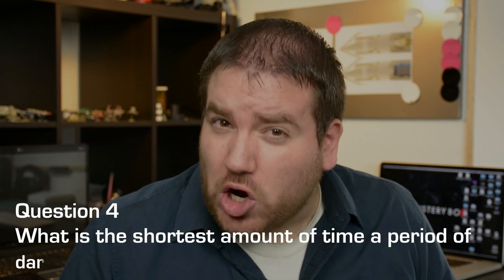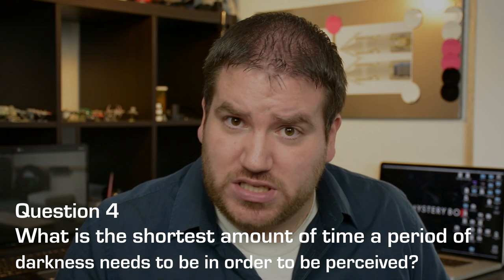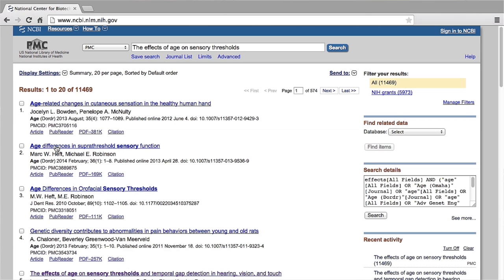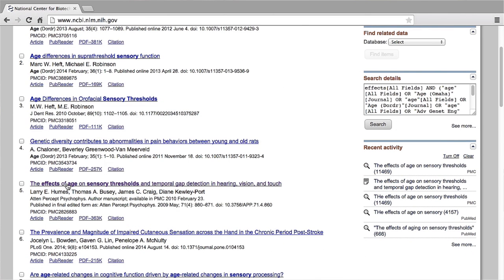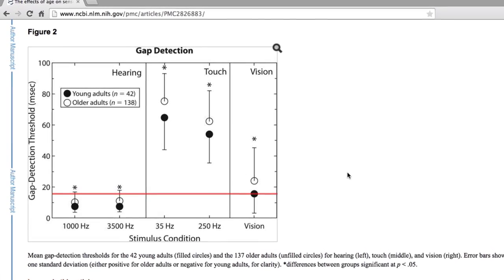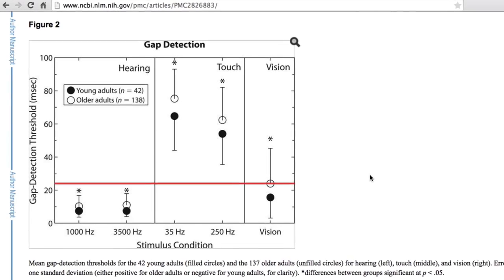Question 4. What is the shortest amount of time a period of darkness has to be in order to be perceived? A 2009 study presented to the National Institute of Health looked at the degenerative effect of aging on the senses. To measure the degeneration of the vision, they measured the amount of time a dark gap had to be in order for each participant to be able to see it. Using a group of younger participants as a control, they found that the mean time for this group was only 18 milliseconds. For the older group, it was still only 22. This translates to a flicker-free flash rate of between 45 and 55 hertz.